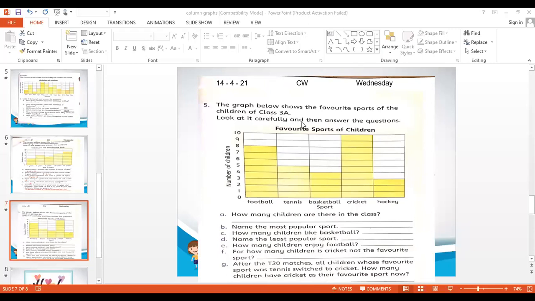This is the column graph about the favorite sports of children. Here they have given the numbers of children, and on the x-axis, they have given the names of sports: football, tennis, basketball, cricket, hockey. You will see the columns and write the answers to these questions. How many children are there in the class? They are asking how many total children. So you will add all these numbers of students and write the answer here.